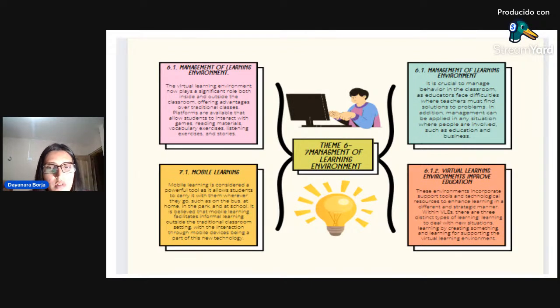In addition, it is important to mention that management can be applied in any situation where people are involved, such as education and business. It is highlighted that teachers have skills to manage their class, effectively manage a group, design interesting activities, explain clearly, and help the students when they need it. Management is based on 4 steps that every teacher needs to know in order to create a learning environment.